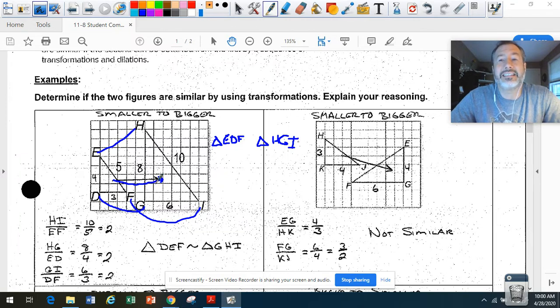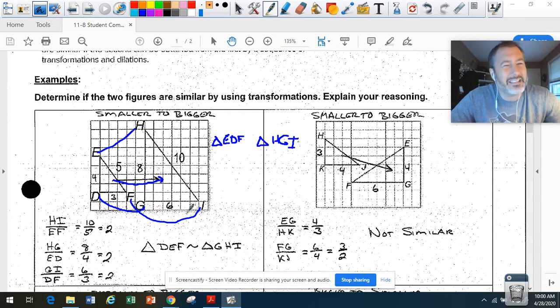Okay, since it's a translation, we're moving it to the right, and it looks like it's getting bigger. So we're going from a smaller to a bigger. We're trying to figure out, hey, what's our scale factor going to be if we're going from EDF to HGI?